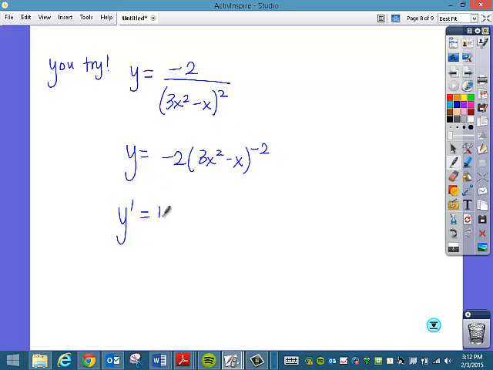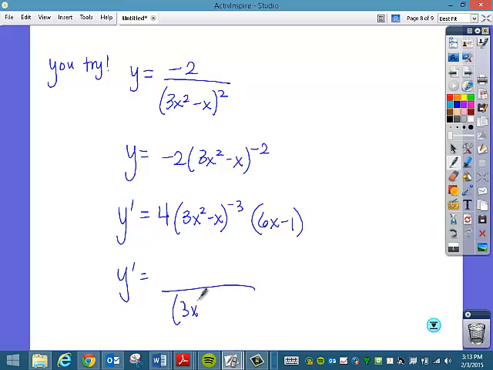Negative 2 times negative 2 is positive 4. Keep your insides the same. Subtract 1 from your exponent. Multiply by the derivative of what's inside your parentheses, which is 6x minus 1. Send this all to the denominator. And distribute that 4 to get 24x minus 4.